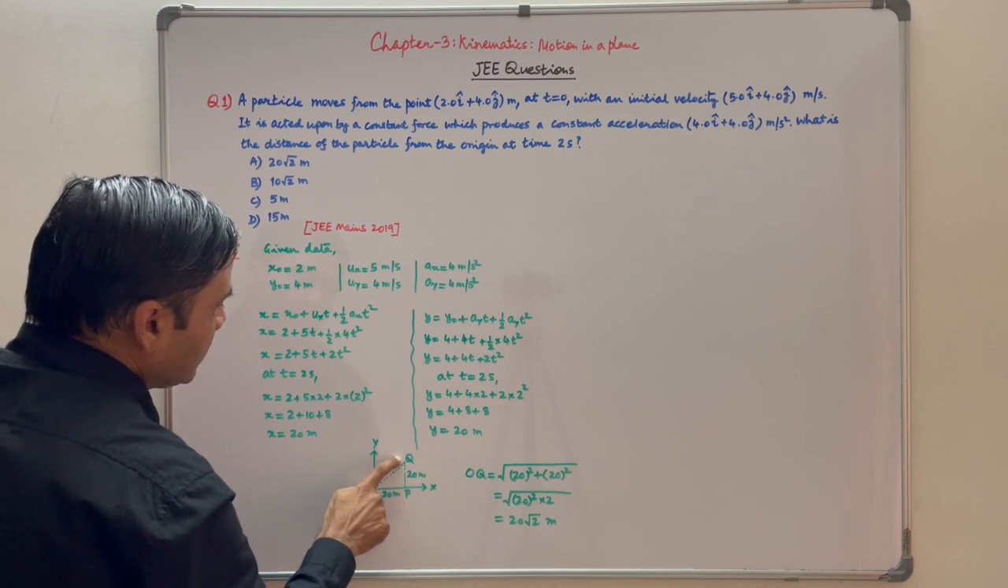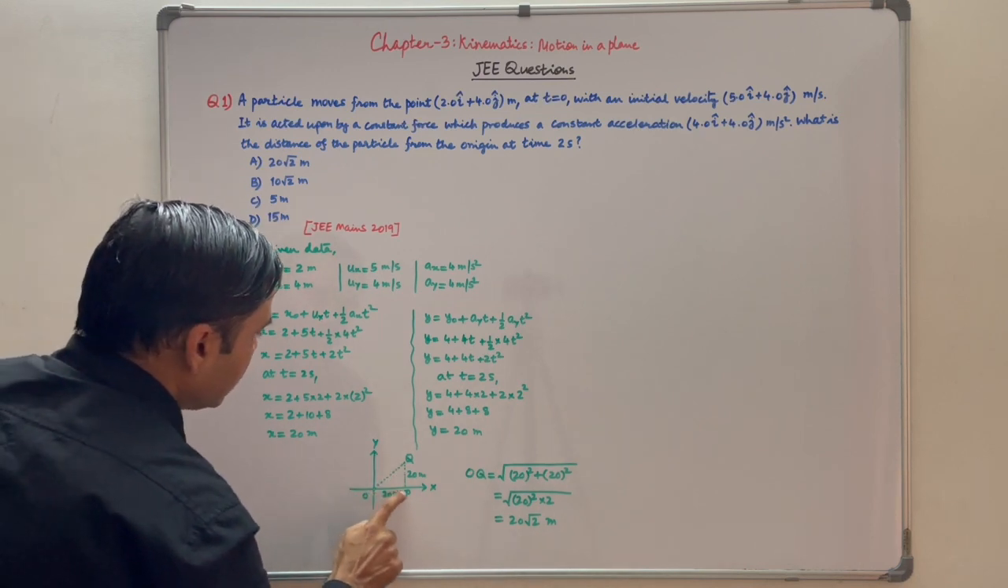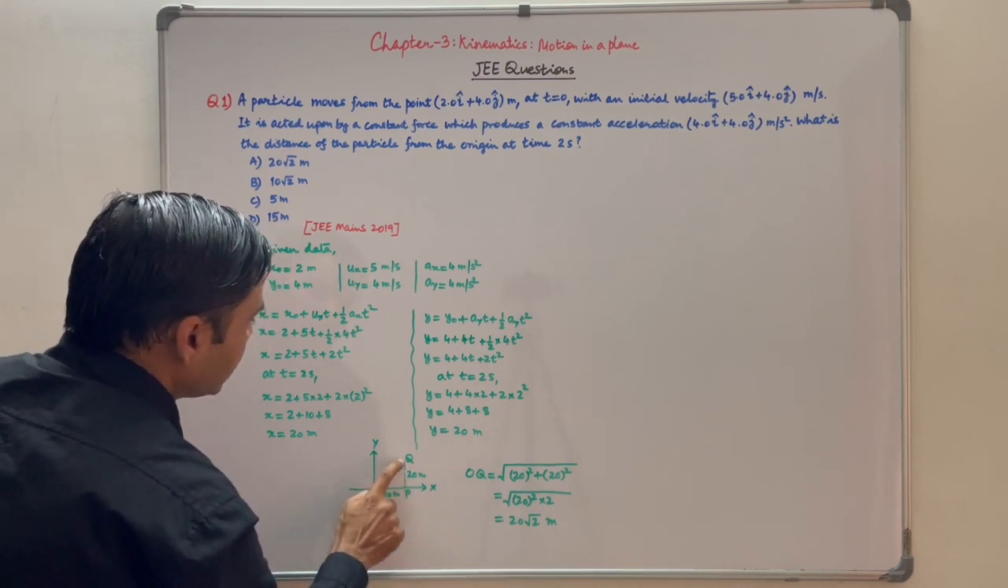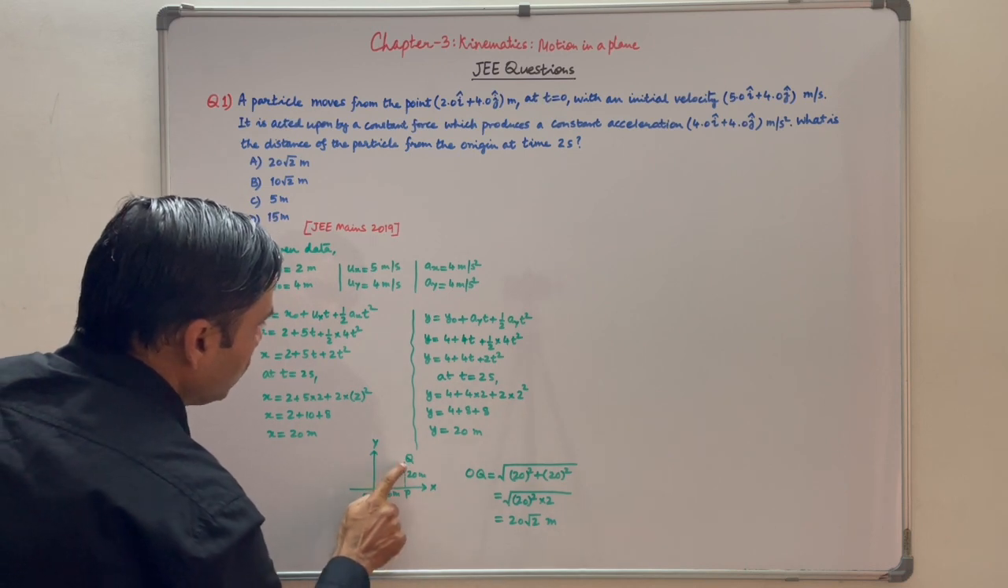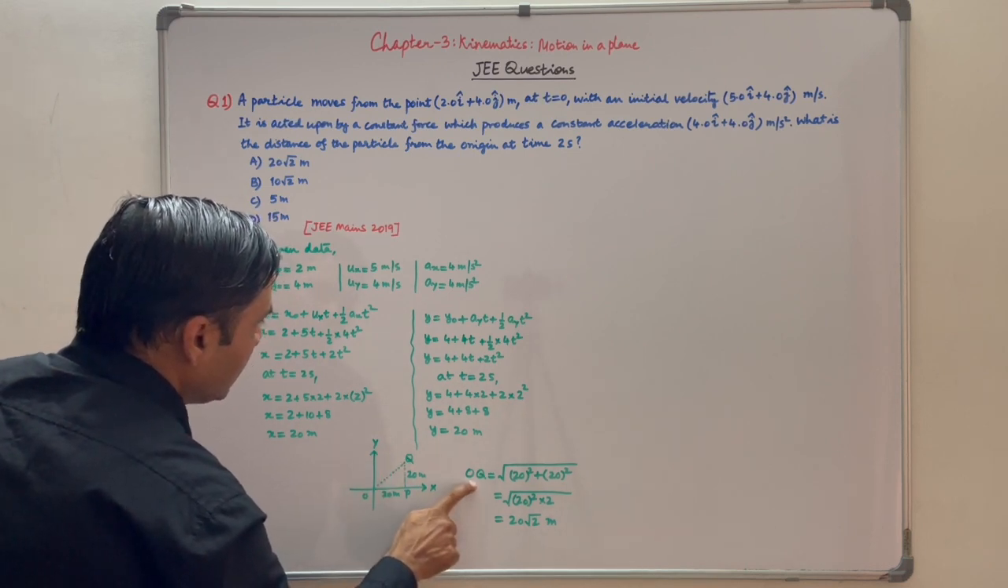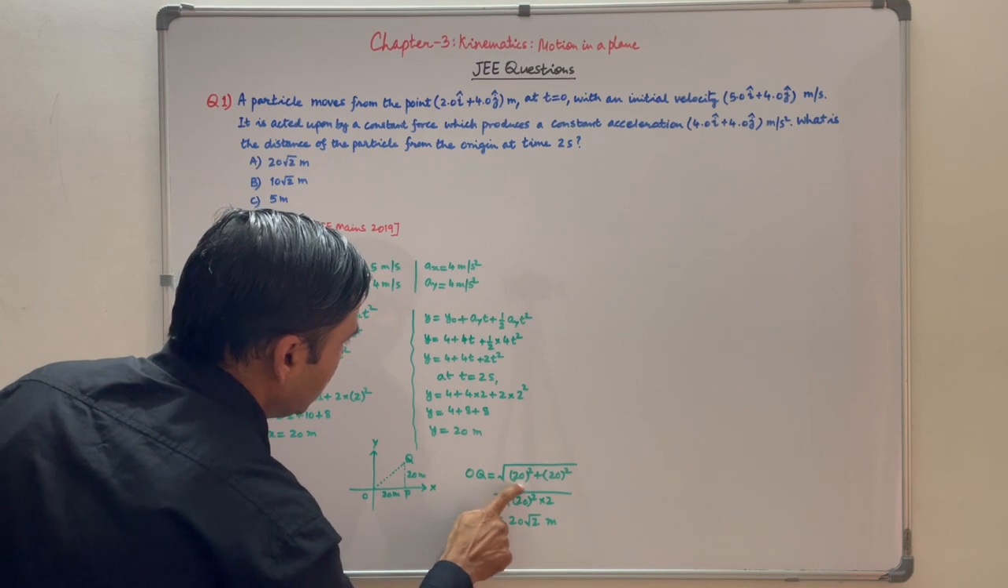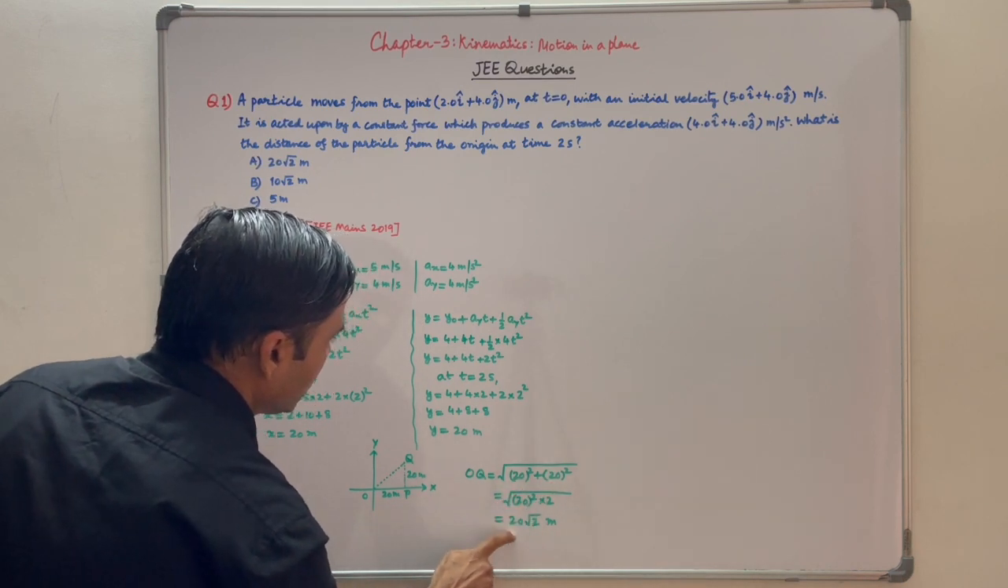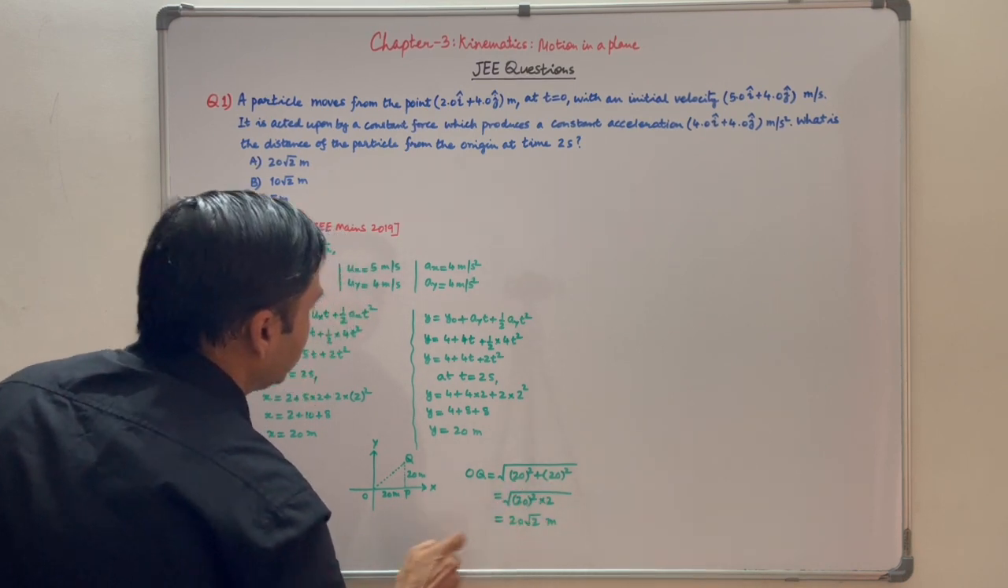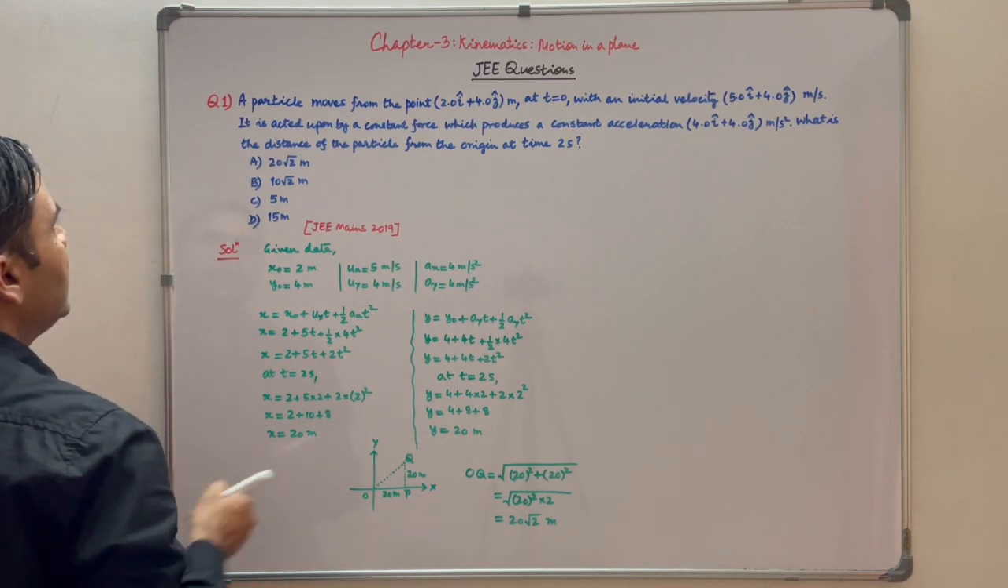So the particle is at Q, meaning x distance is 20 meter and y distance is 20 meter. So OQ will be, as per Pythagoras theorem, under root 20 square plus 20 square. That comes out to be 20 root 2 meter. So option A is correct.